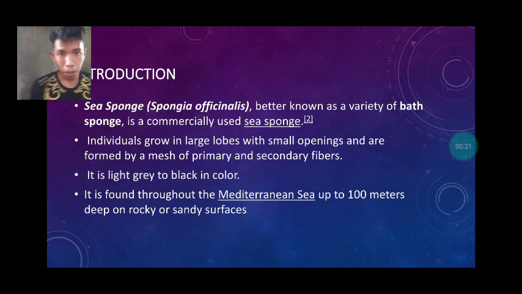So, sea sponge or Spongia officinalis, better known as a variety of bath sponge, is a commercially used sea sponge. Individuals grow in large lobes with small openings and are formed by a mesh of primary and secondary fibers. It is light gray to black in color. It is found throughout the Mediterranean Sea up to 100 meters deep on rocky or sandy surfaces.